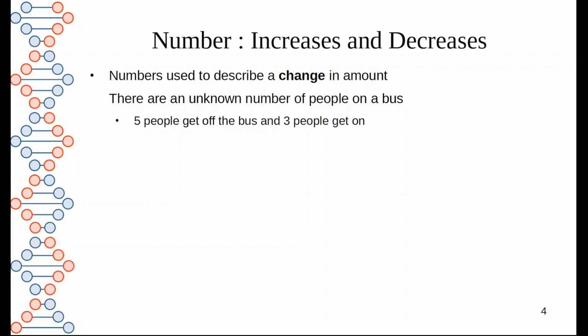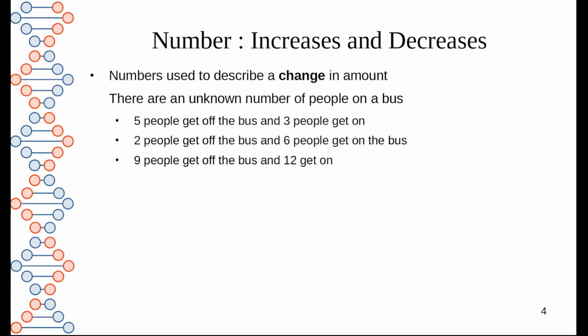However, we're going to do an unusual thing now. We're going to find a number to describe the change in amount of people on the bus. So when 5 people get off the bus, instead of saying we're subtracting 5, we're going to use the number -5 to describe that change. Let's have a look at all the possibilities, or rather a collection of possibilities here. 5 people getting off the bus, 3 people getting on, 2 getting off, 6 getting on, 9 getting off, 12 getting on, 2 getting off the bus, and 0 getting on. And we're going to look at the numbers we use to describe these changes.